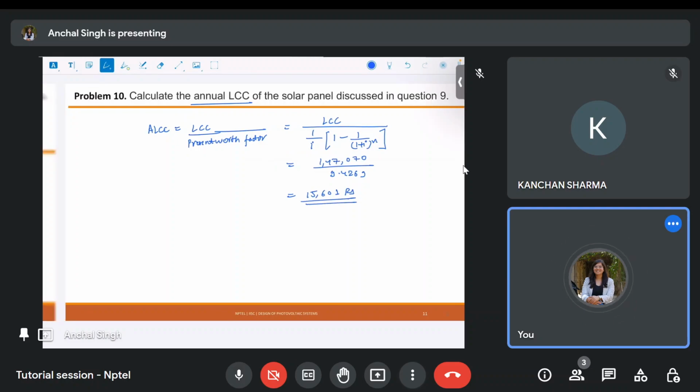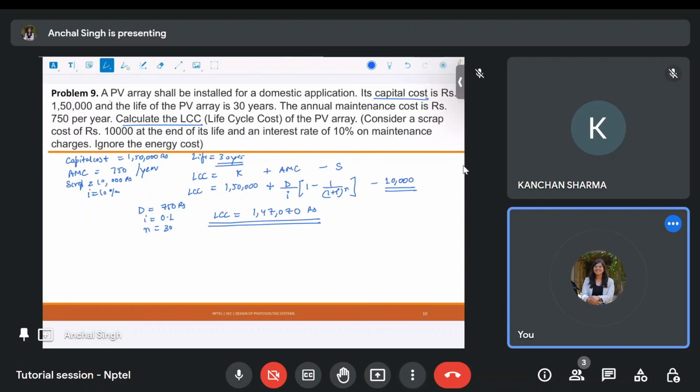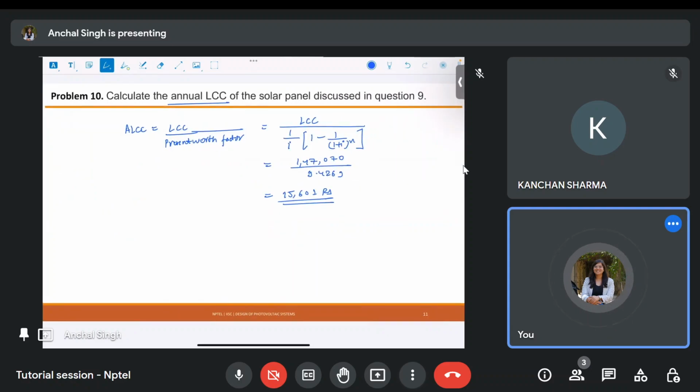So either pay upfront rupees 1,47,000 to install this PV array, or pay 15,000 for the next 30 years. So you have these two options. So this is the significance of annual LCC. So that's it for today's discussion.